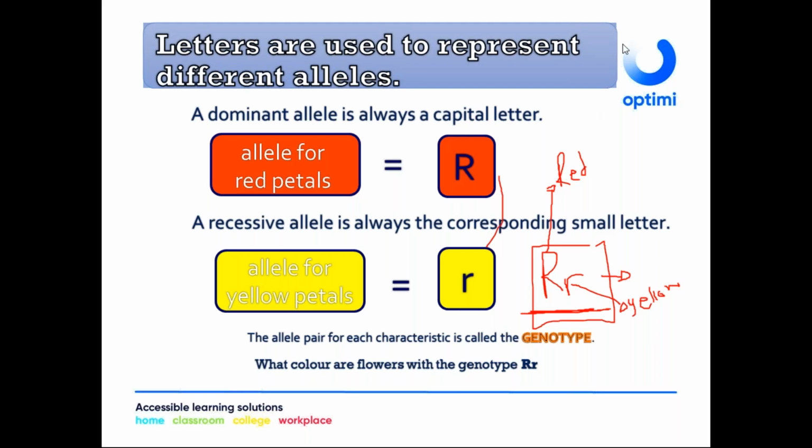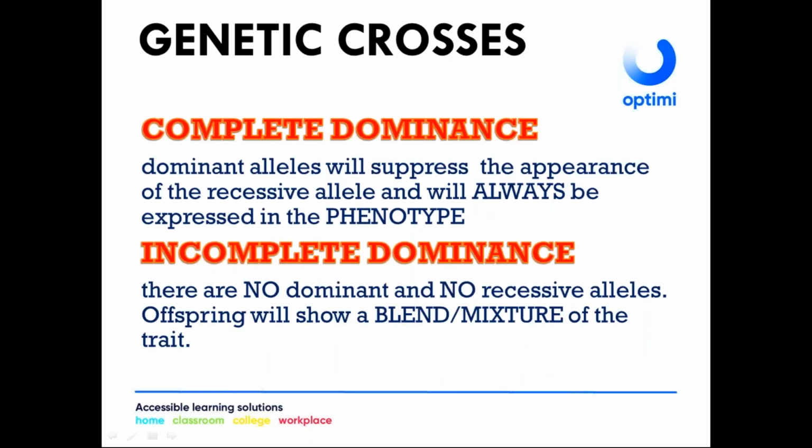Excellent. We will observe red. So the flower will be red from the outside. Why? Because the red is dominant over the yellow. We see it with the capital letter. Okay, so this means our phenotype will be red flower. Okay, now we're going to be looking at genetic crosses next.